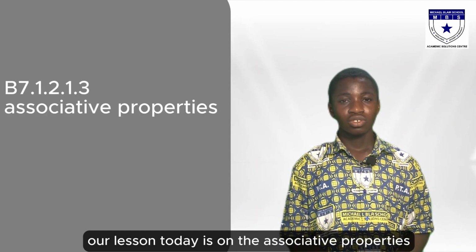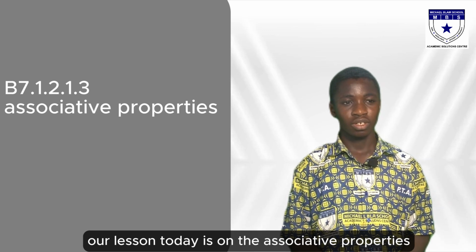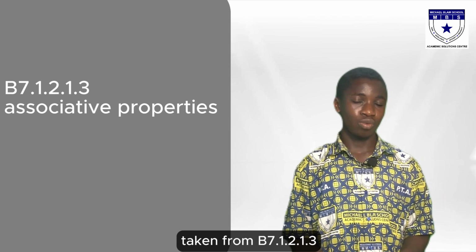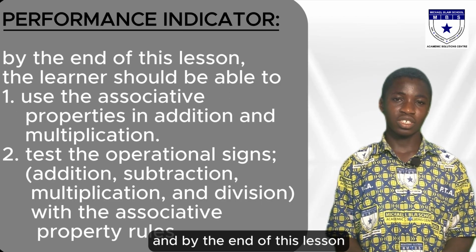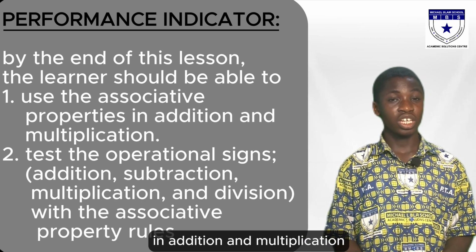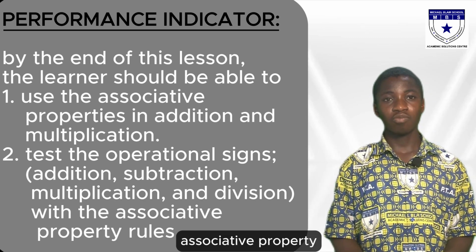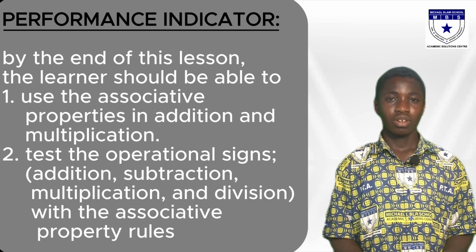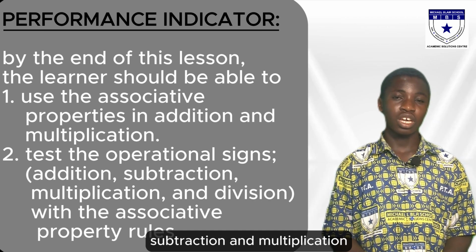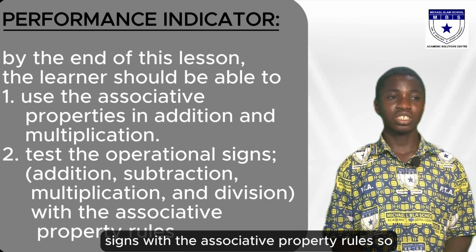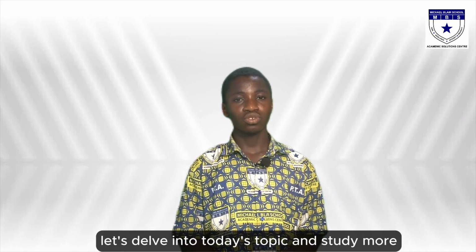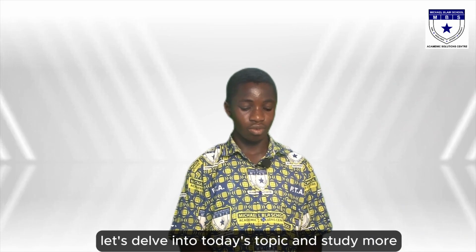Our lesson today is on the associative property, taken from B7.1.2.1.3. By this lesson, you should be able to use the associative property in addition and multiplication. When I finish this lesson, you should be able to test addition, subtraction, multiplication and also division signs with the associative property rules. So, let's delve into today's topic and study more.